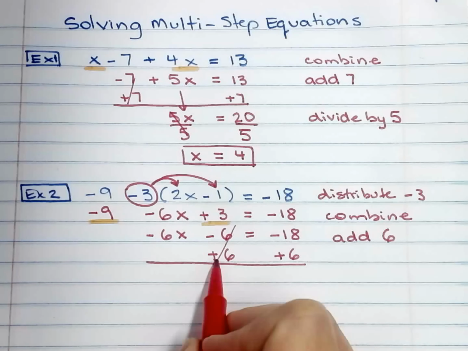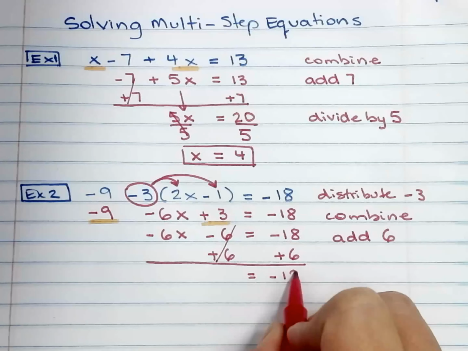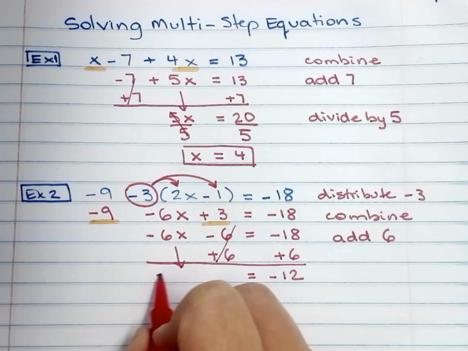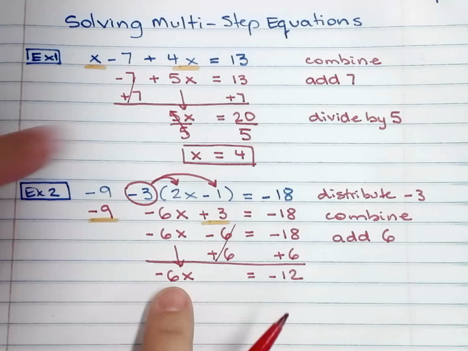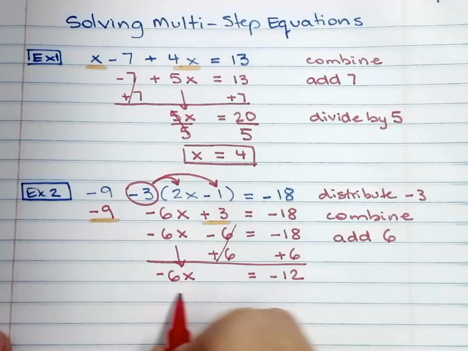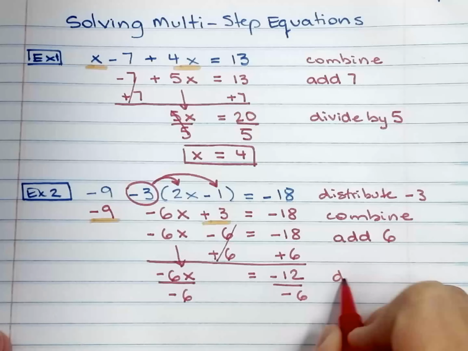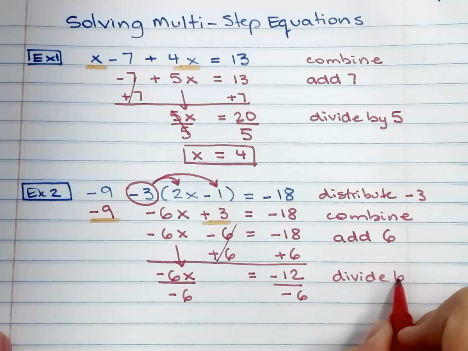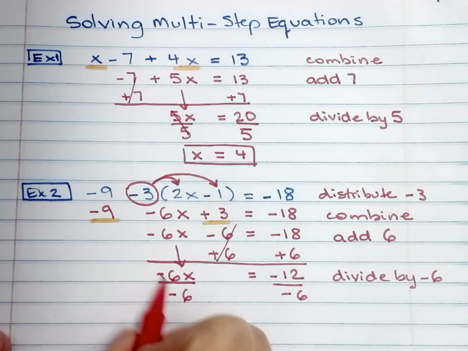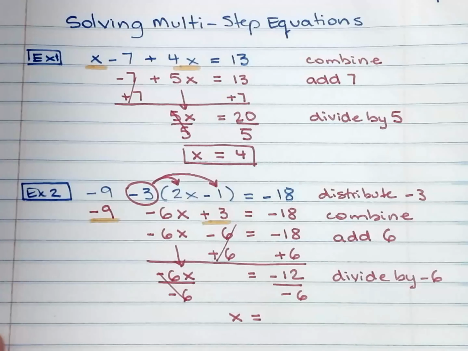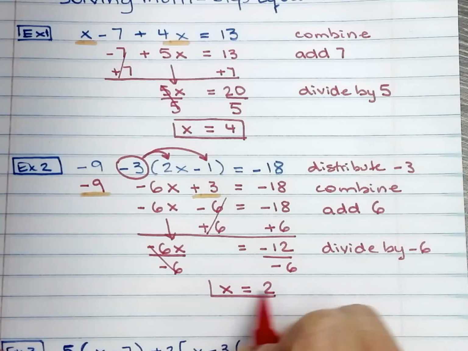This is 0. -18 plus 6 is -12. Bring this down. -6x equals -12. Same thing that we did there. So we're going to divide. So divide by -6. -6 divided by -6 is 1. -12 divided by -6 is +2.